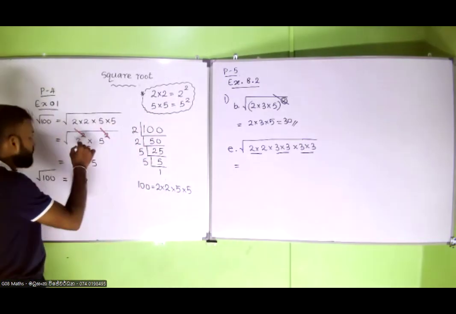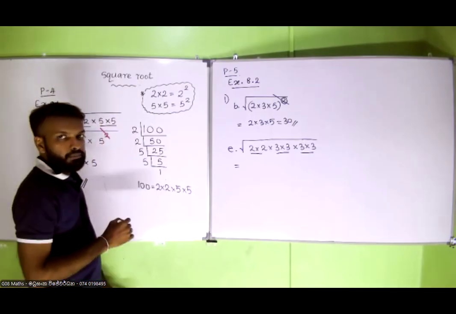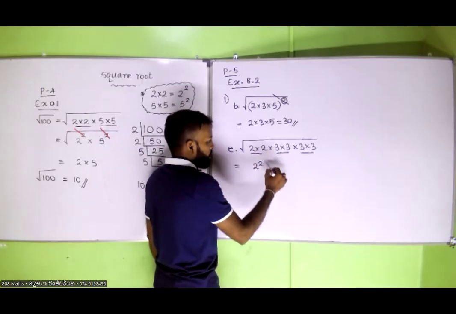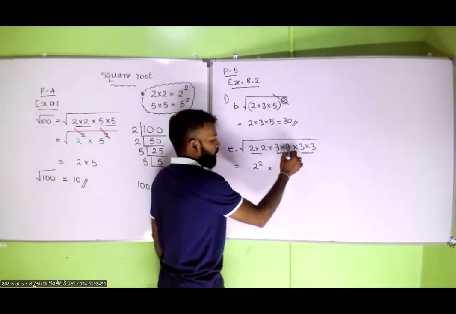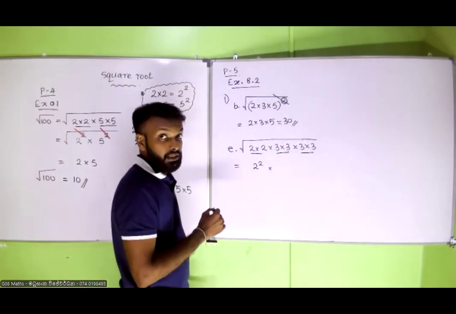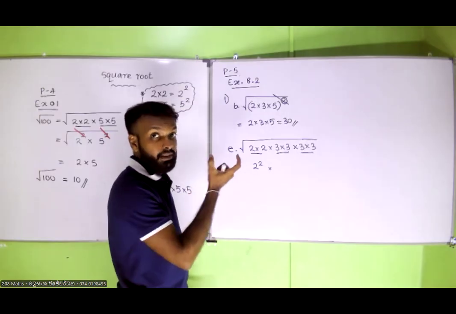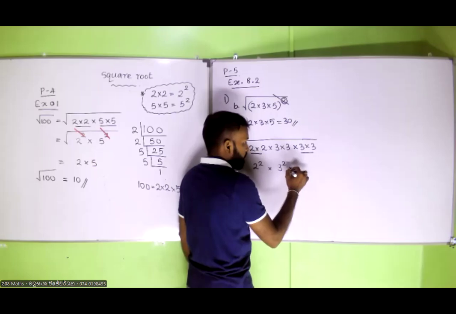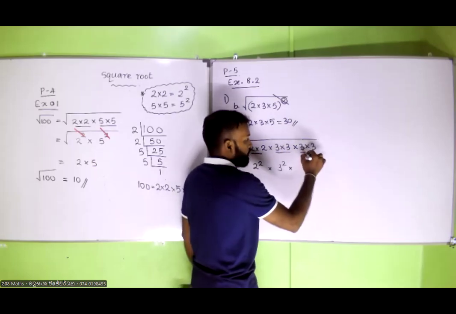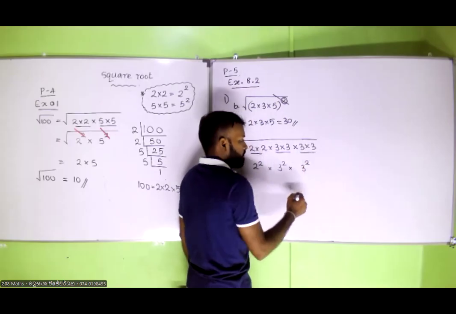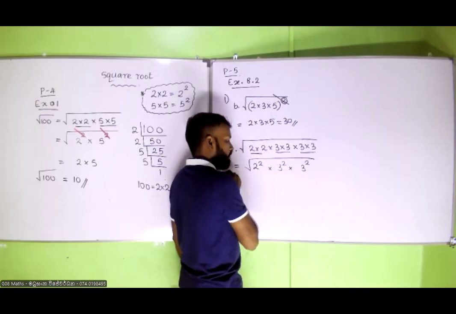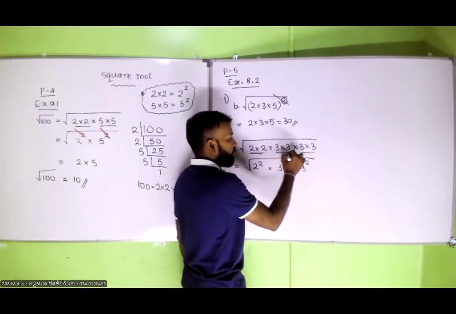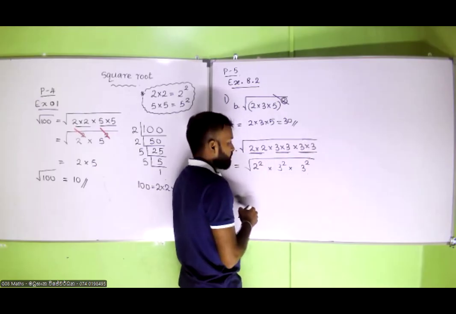Here, like I did earlier, I am going to couple them. 2 multiplied by 2 means 2 to the power 2. Here we have 3 multiplied by 3 multiplied by 3 multiplied by 3. So I am going to couple them, 3 to the power 2, and here 3 to the power 2. And the square root of this. Very easy, right? This is what I said to you. Couple, couple, couple.